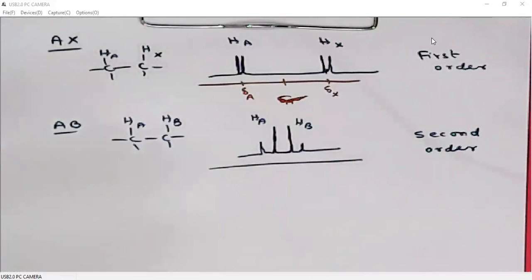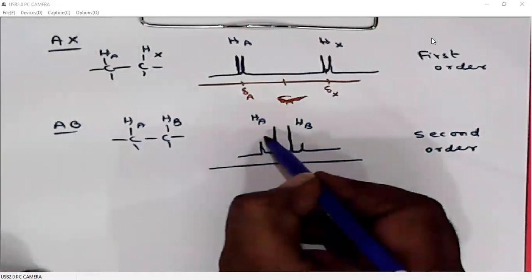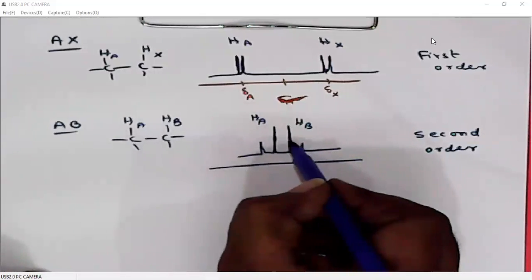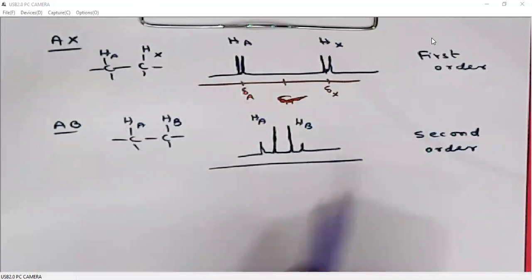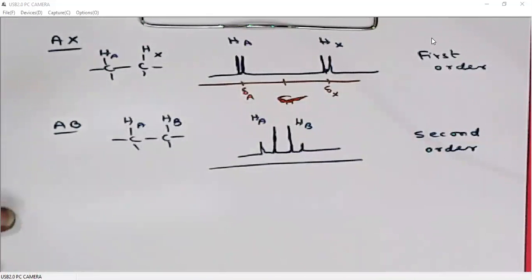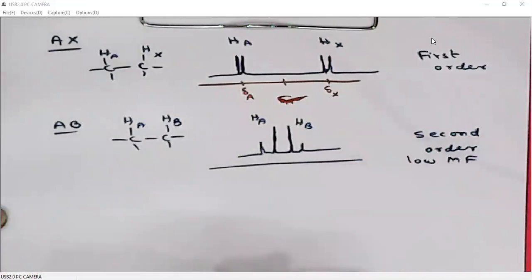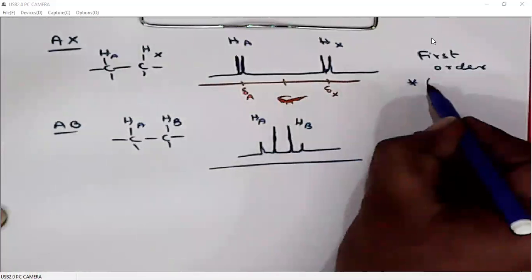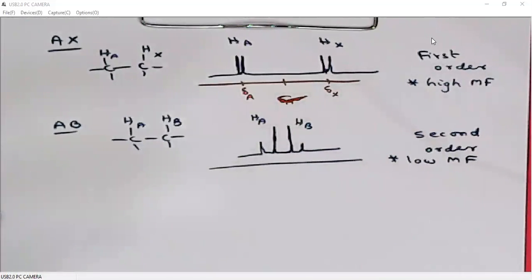Interacting with each other. As we know, if these two are strongly interacting, then we can expect a skewing effect. That means the inner peaks will increase their intensity, and the outer peaks will decrease their intensity. So skewing can also be observed in the case of a second order spectrum. I'll give you one simple thing. When we apply a low magnetic field, we generally observe second order spectra, but when we apply a high magnetic field, we observe first order spectra.